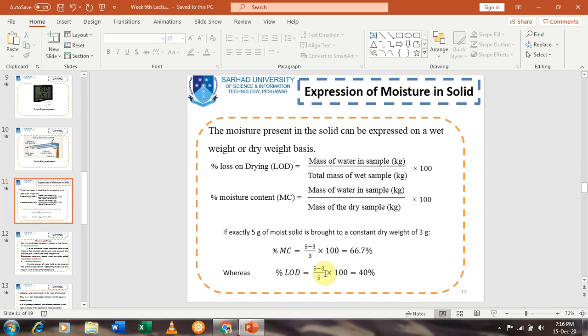And the expression of moisture in solids on two bases, either the wet basis or the dry basis, and the two formulas for calculation, that is percent moisture content and percent LOD, along with an example of a quantity of moist solid that becomes dry to constant weight, and how to calculate its percent moisture content and percent LOD.